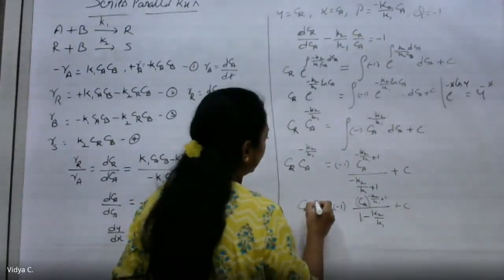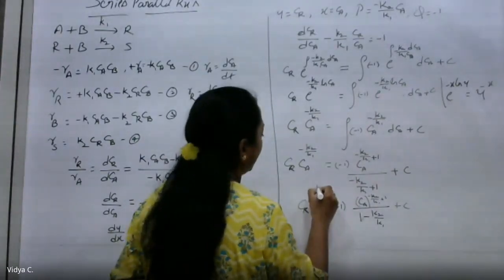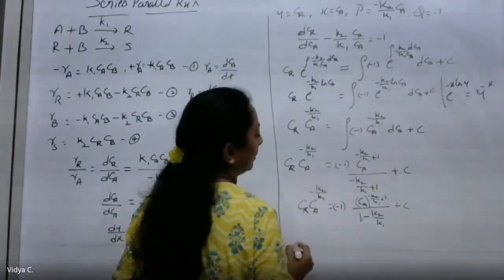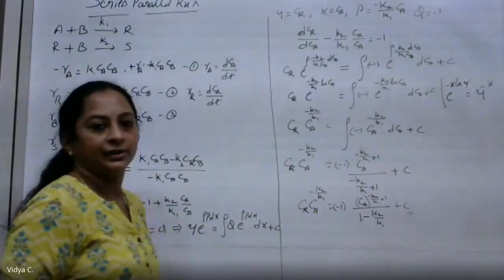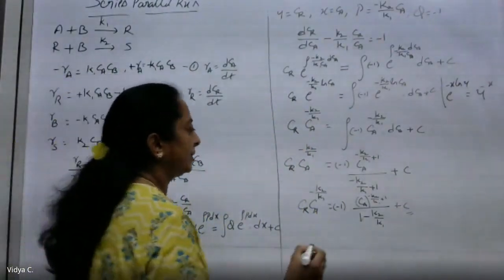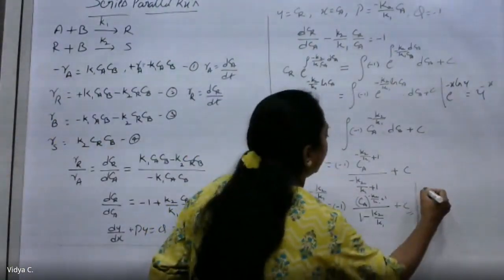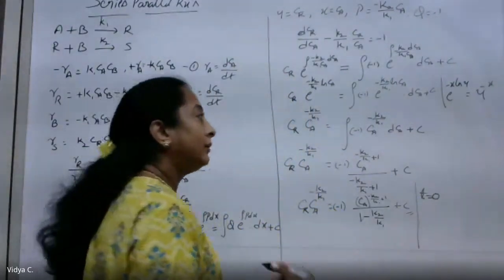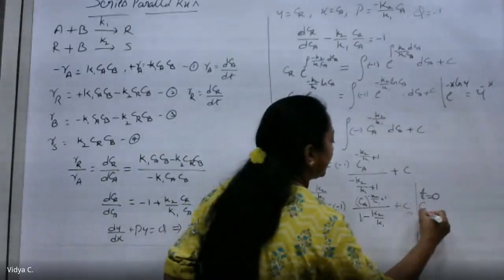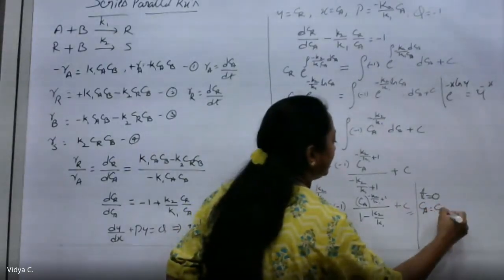Okay, so this is a minus K2 by K1. Now I have to find the constant of integration. To find the constant of integration, consider t equal to 0. At t equal to 0, what will be CA? CA is equal to CA naught.